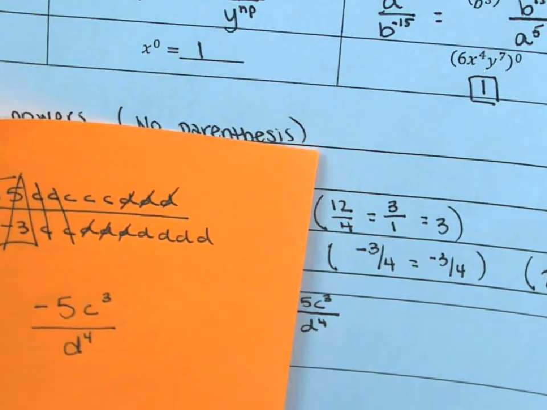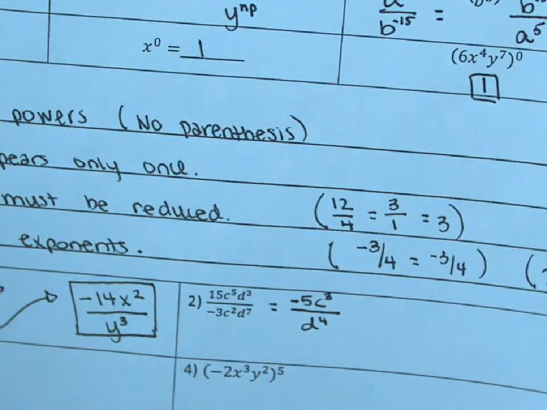You're more than welcome to do that. The only time it's going to be tricky to expand it out is if you have a negative exponent. So you're going to want to move it first and then expand it out.